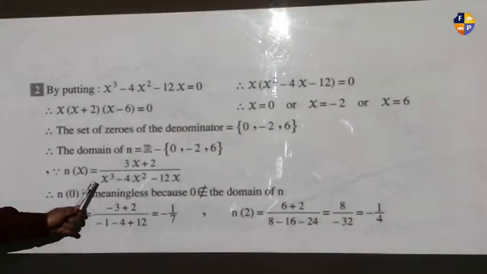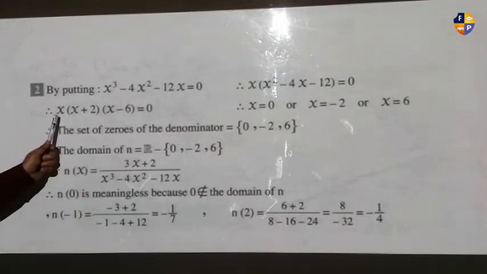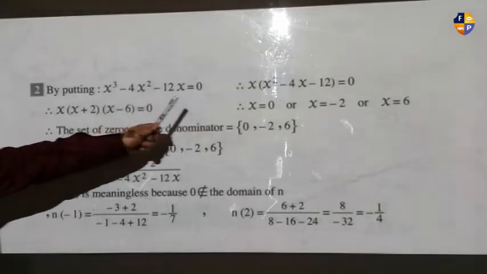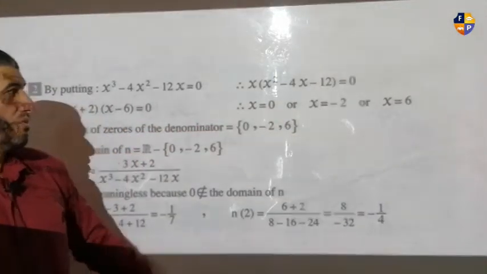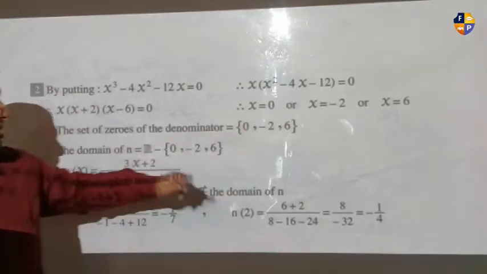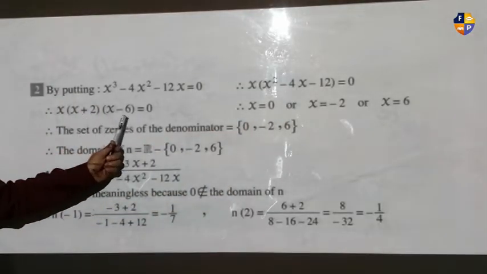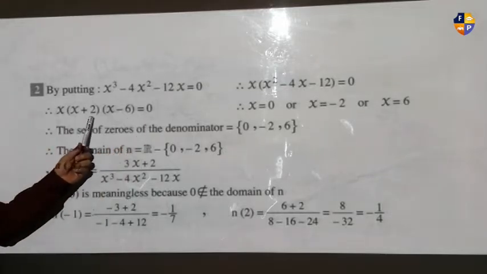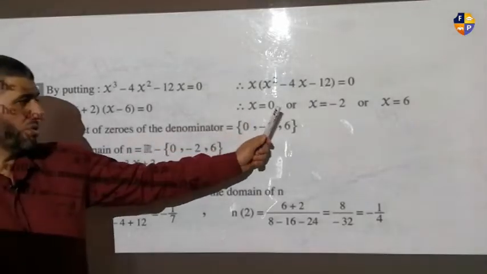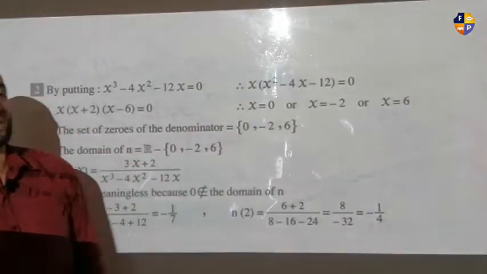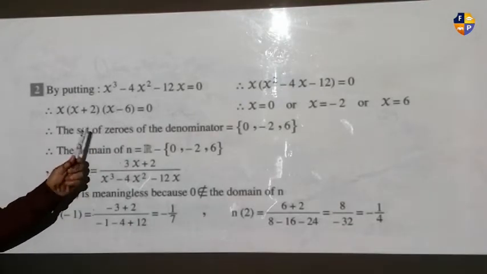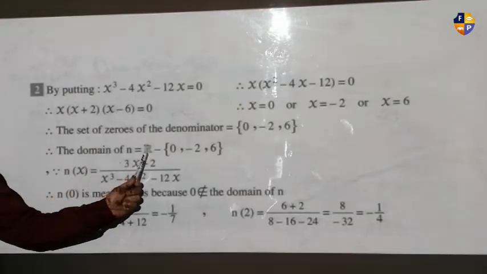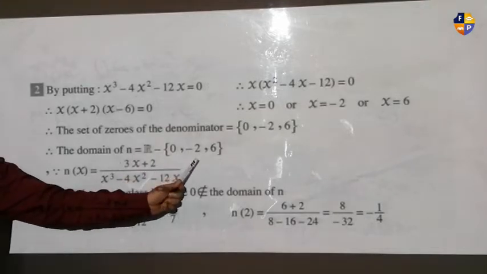Number 2, this is the function. We factorize the denominator by taking the HCF x, then x power 2 minus 4x minus 12. We factorize this trinomial as (x plus 2)(x minus 6) equals 0. Then the set of zeros is {0, -2, 6}. Then the domain equals R minus {0, -2, 6}.